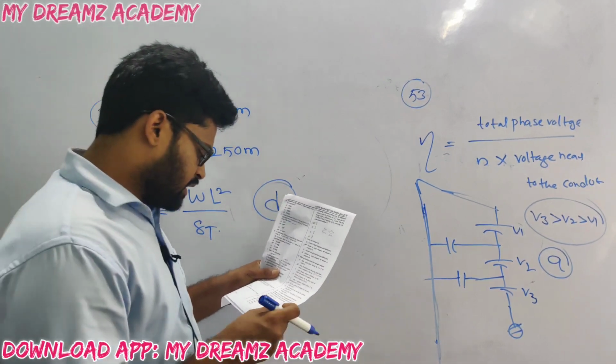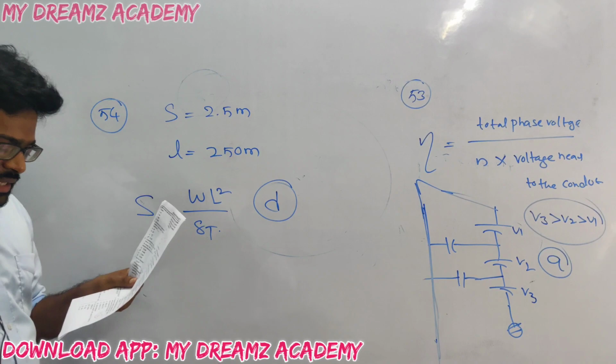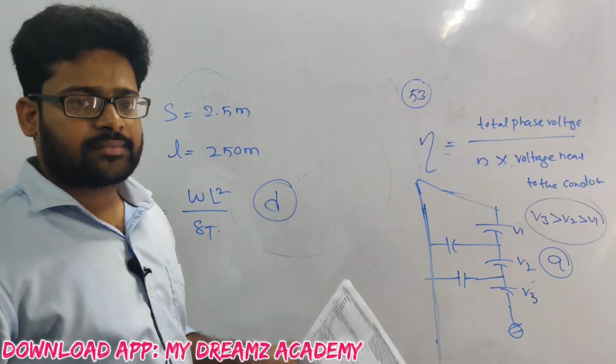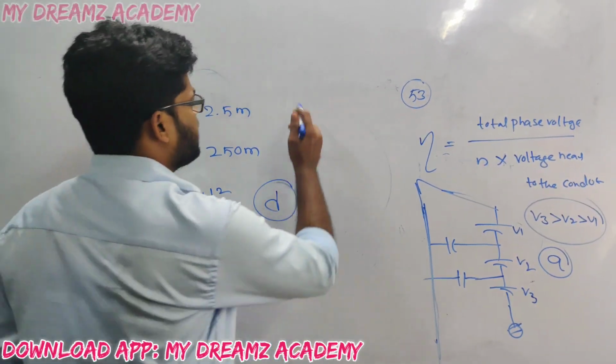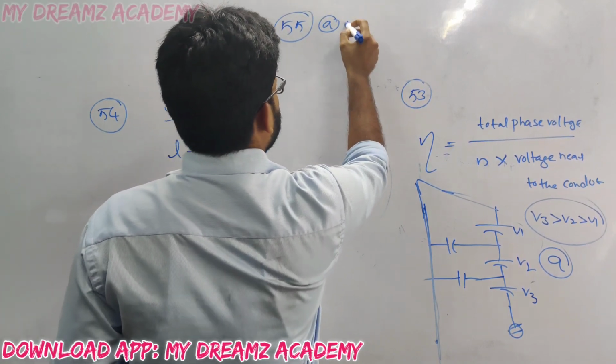Okay, right. Next one, the 55th question: the most commonly used material for insulating overhead lines. Okay, commonly used insulating material. 55th question. So option A, porcelain.